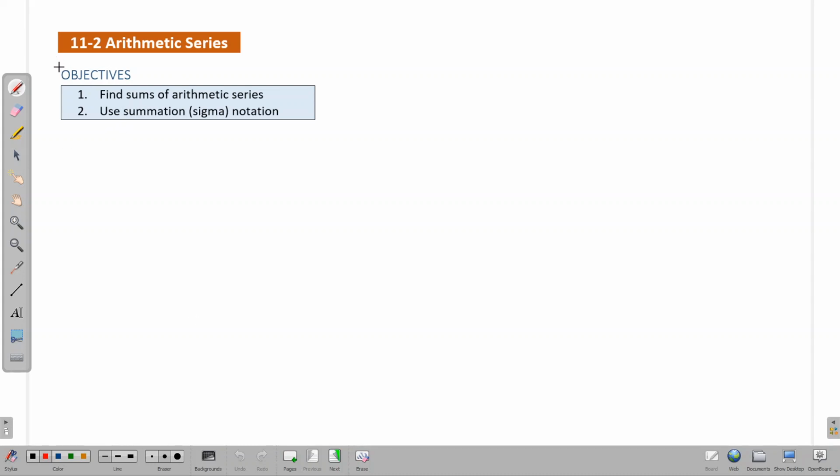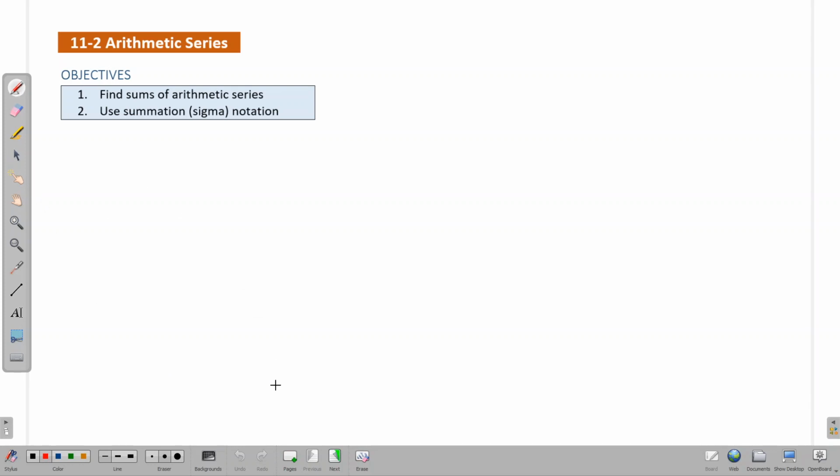In this video, we'll be covering section 11.2, arithmetic series. We have two objectives. We will be finding the sums of arithmetic series. That includes finding an explicit formula for the sum. And we will also introduce the concept of summation, or sometimes called sigma notation, to rewrite sums.